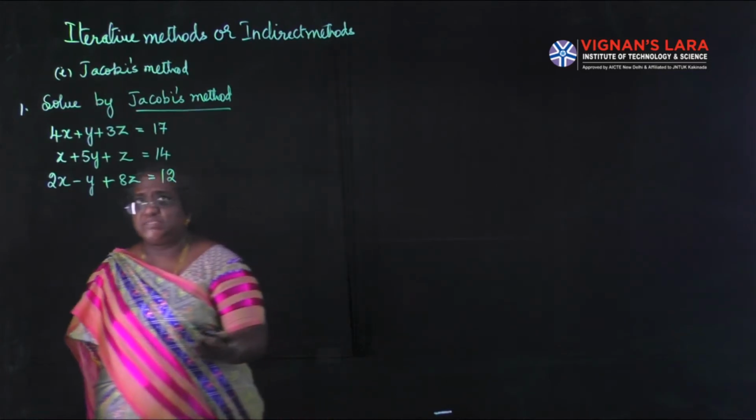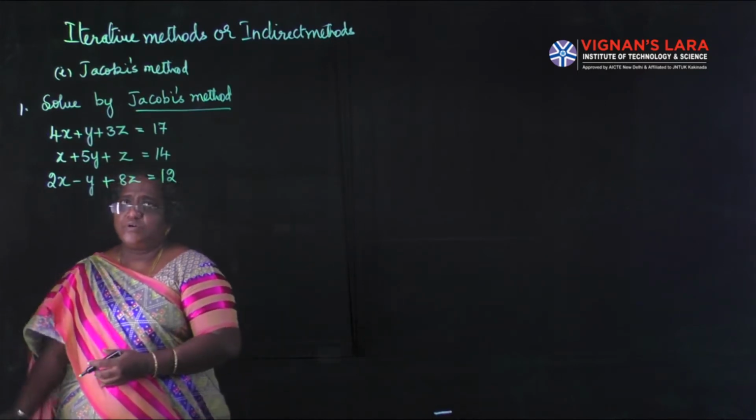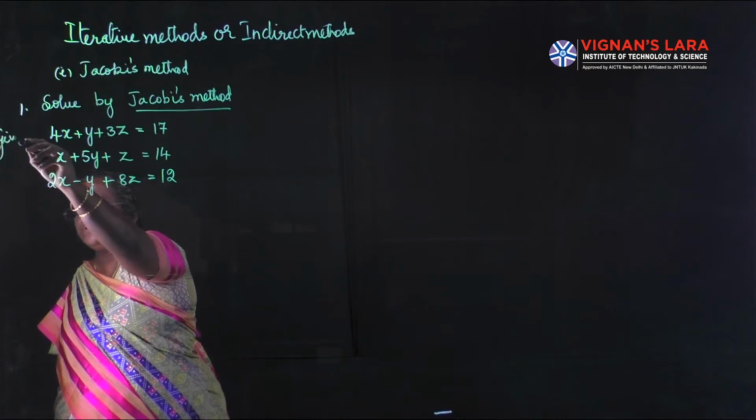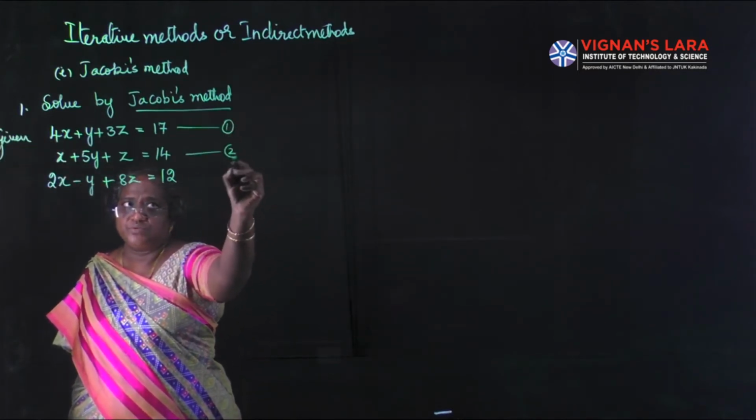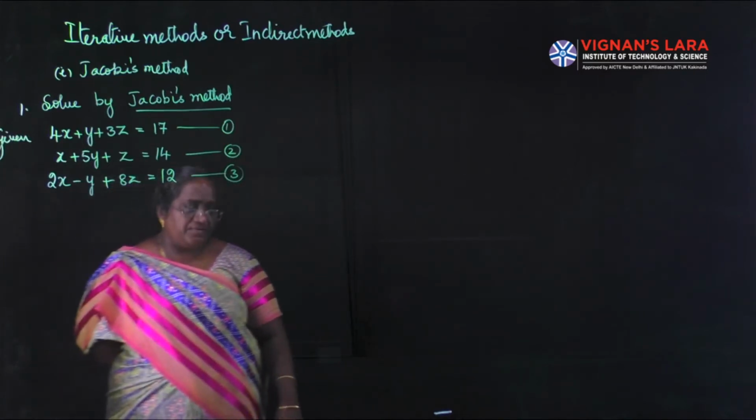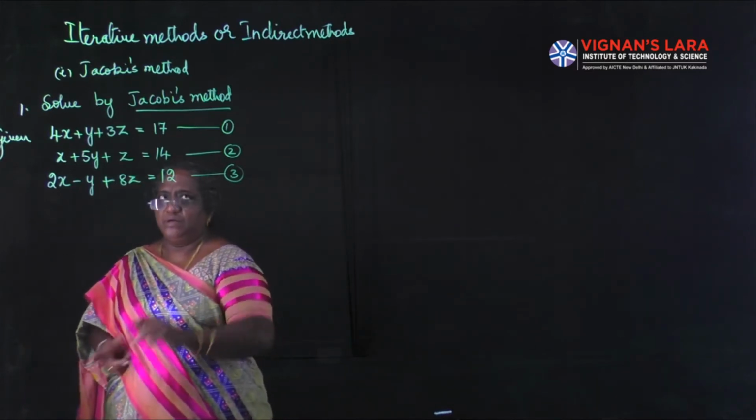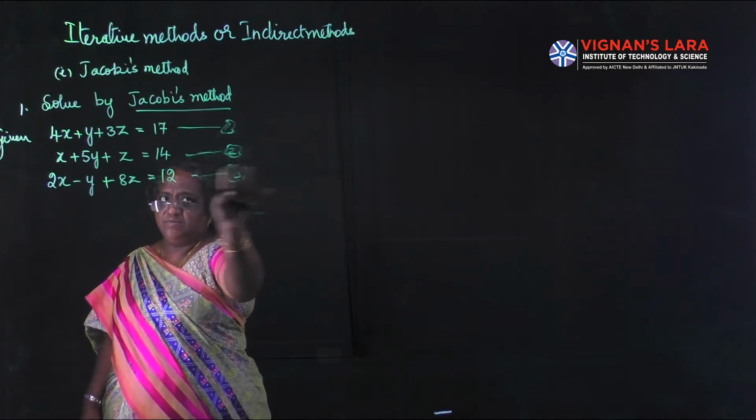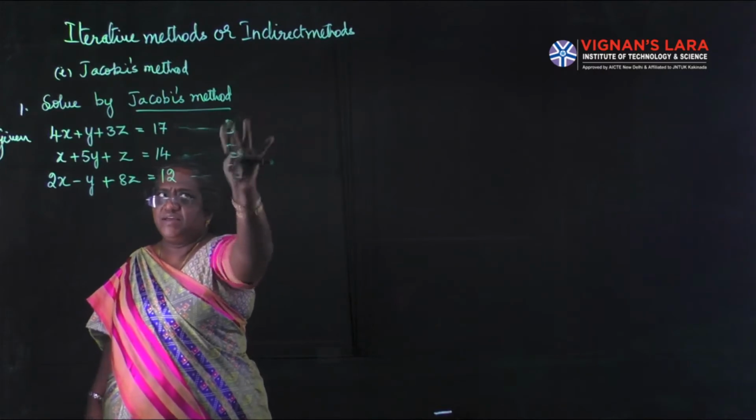Now let us see the way of applying Jacobi's method. Here you were given 3 equations. Let us call this equation 1, this 2 and this 3. Or simply leave them as the given equations, no need to mention. Let us straight away take the equations.